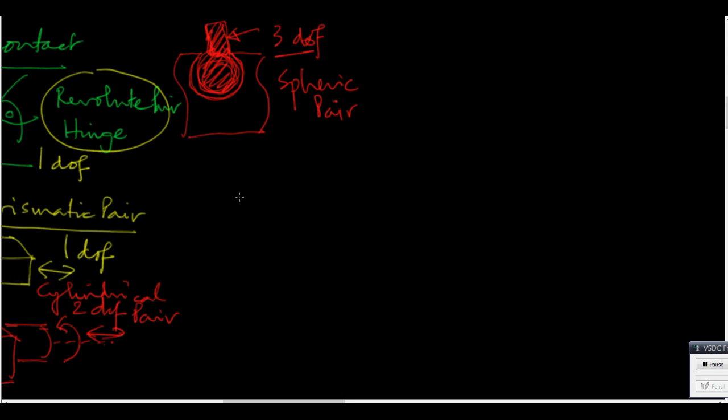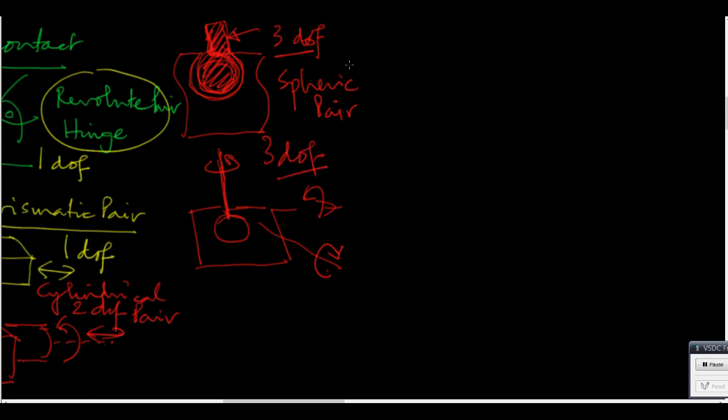The idea being that this thing, if I just draw it with a stick figure like this for you to see, this thing can be rotated about this axis, it can be rotated about a perpendicular axis, and it can be rotated about this vertical axis also, about its axis, this axis. And so it has 3 degrees of freedom. That's a spheric pair. What else do we have?